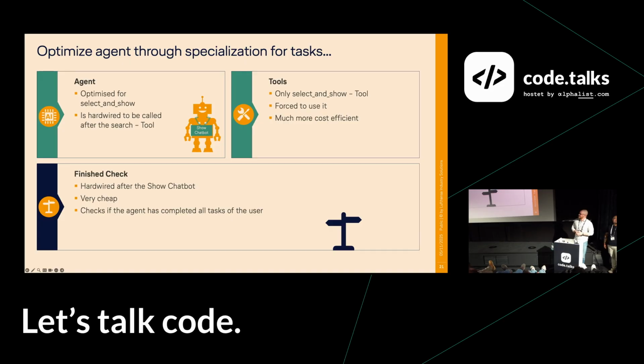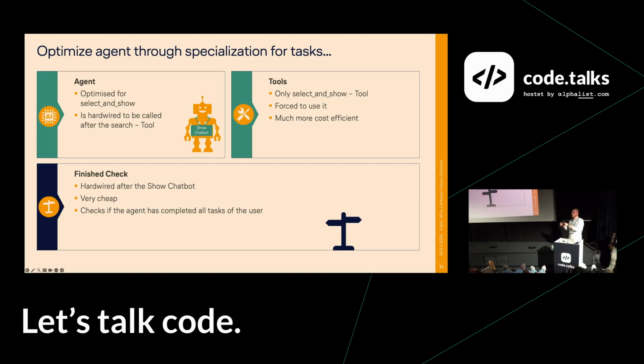And we came up with possible solutions. And these are just one set of solutions. You could probably come up with others as well, but these we found quite helpful. What we did is we created another agent, one that's optimized for the second case, one that's optimized for selecting and showing. And we hardwired that to be called after the search tool each and every time. And we only gave that one tool, the show tool, and we forced it to use that. And that made this agent a lot cheaper than the other one.